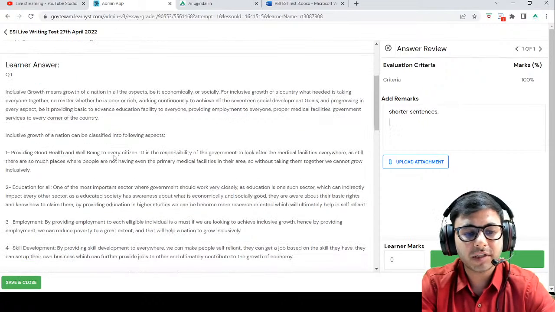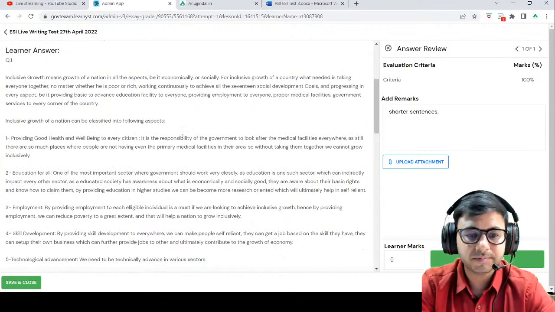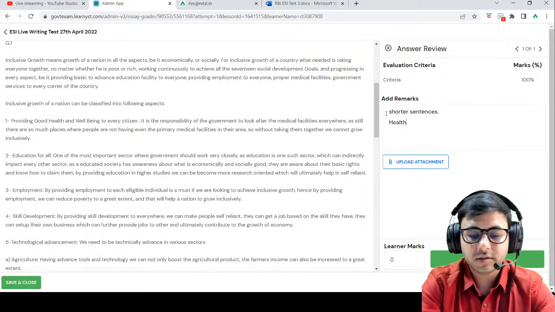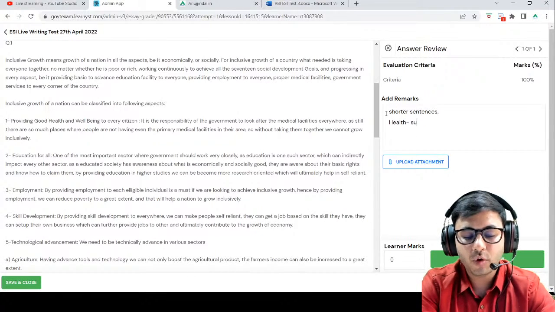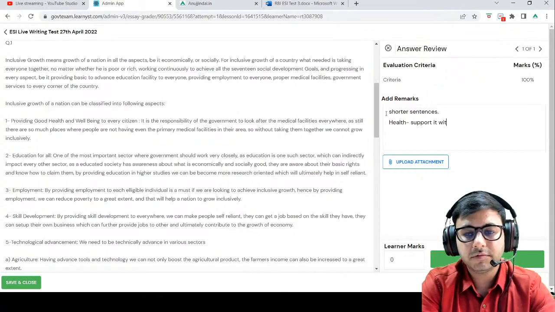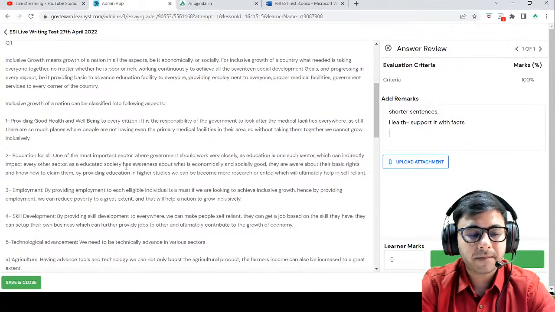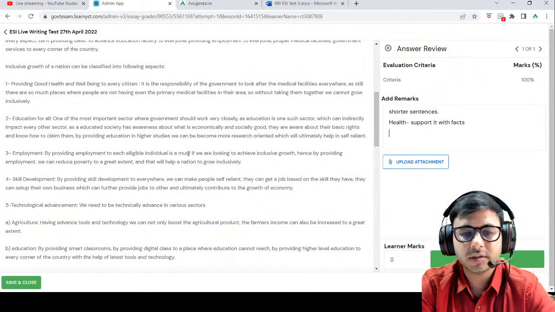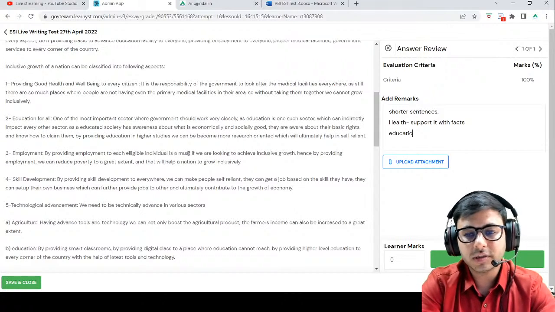Inclusive growth of a nation can be classified into following aspects. Number one, providing good health and well-being to every citizen. Health वाला सही है point. Support it with facts. That's important. Education for all, one of the most important sector where government should work very closely. Education is one such sector which can indirectly impact every other sector, as an educated society has awareness about what is economically and socially good. बहुत बेसिक और बहुत जेनेरिक बातें लिखी हैं. That's the problem. Support it with facts.